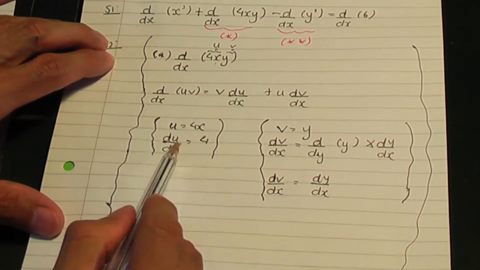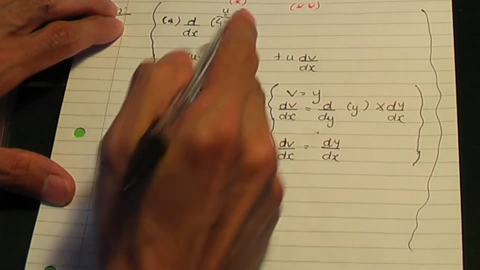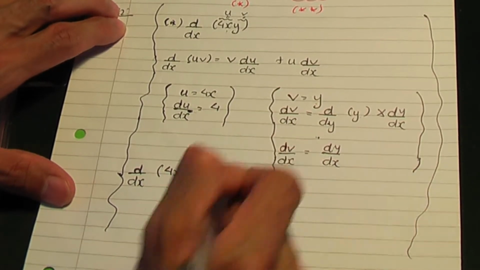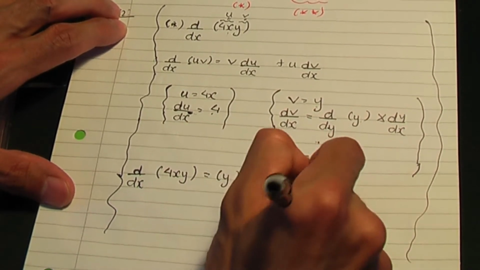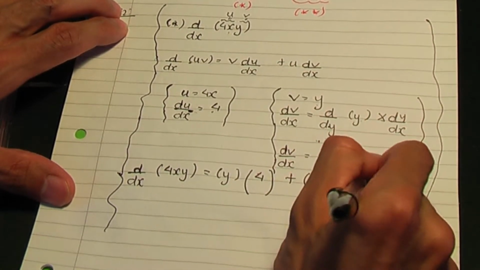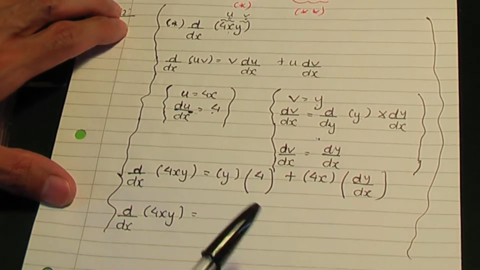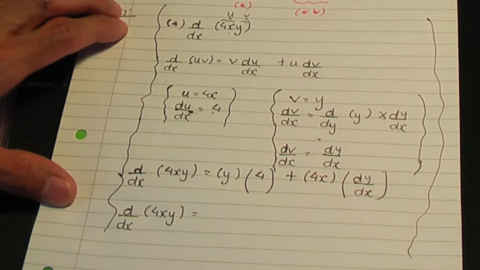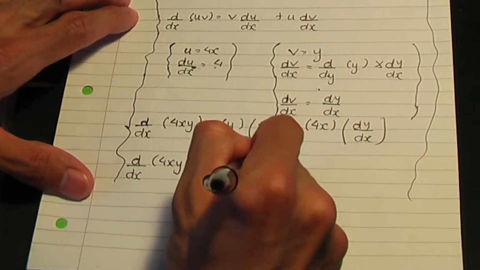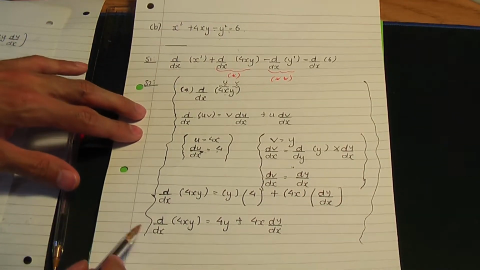If I substitute these side calculations into our product rule, d by dx of uv, which is 4xy, is equal to v, which is y, multiplied by du over dx, which is 4, plus u, which is 4x, multiplied by dv over dx, which is dy by dx. If I expand the brackets, 4 times y is 4y, plus 4x times dy over dx is 4x dy by dx. Okay, so that is the answer of star.